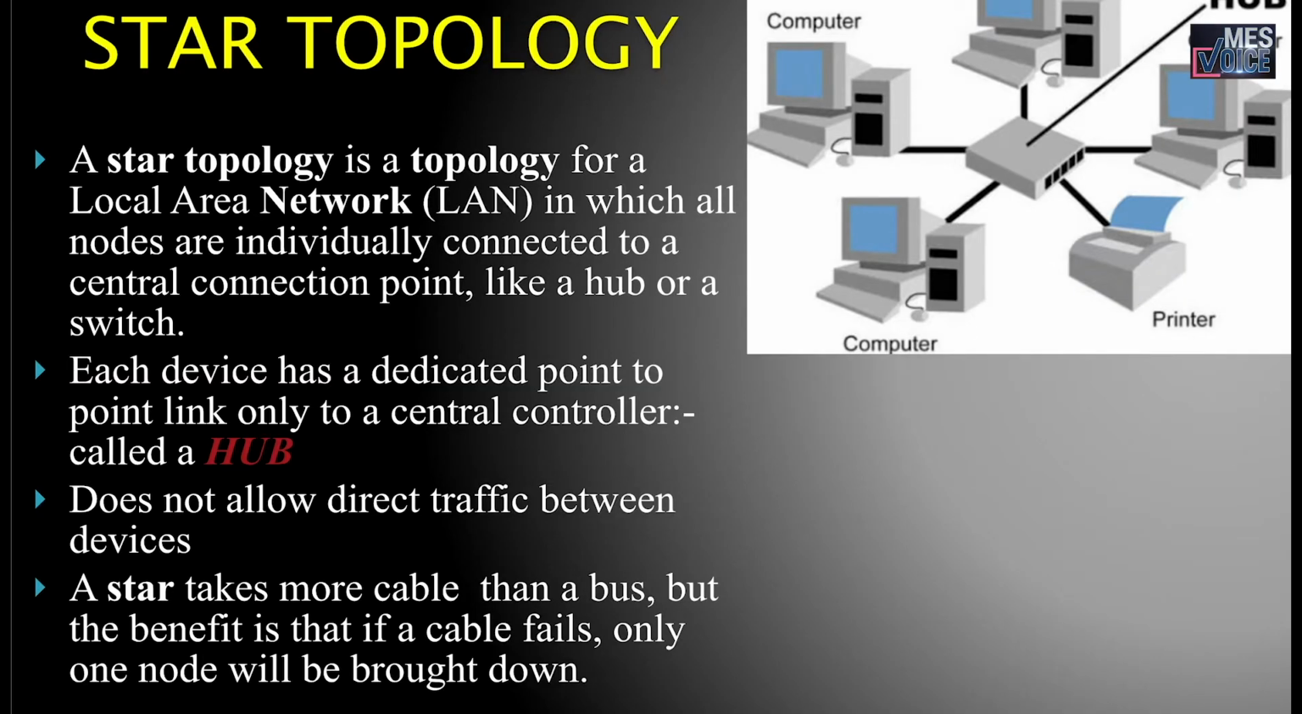First topology available for a computer network is star topology. A star topology is a topology for a local area network or LAN in which all the nodes are individually connected to a central connection point like a hub or a switch. Each device has a dedicated point-to-point link only to a central controller, and this central controller is called a hub. This does not allow direct traffic between the devices. A star takes more cable than a bus topology or other topologies, but the benefit is that if a cable fails, then only one node will be brought down.